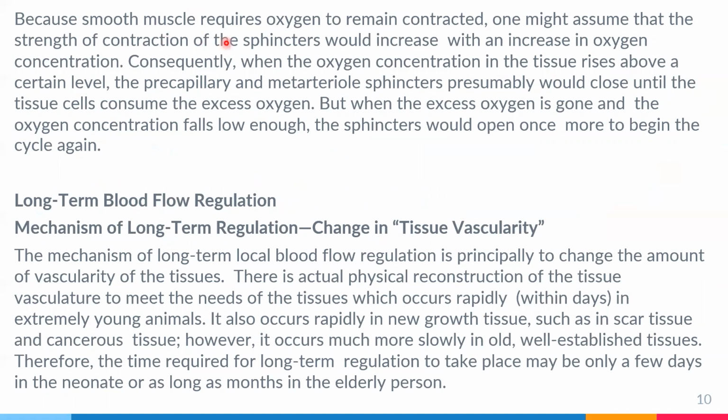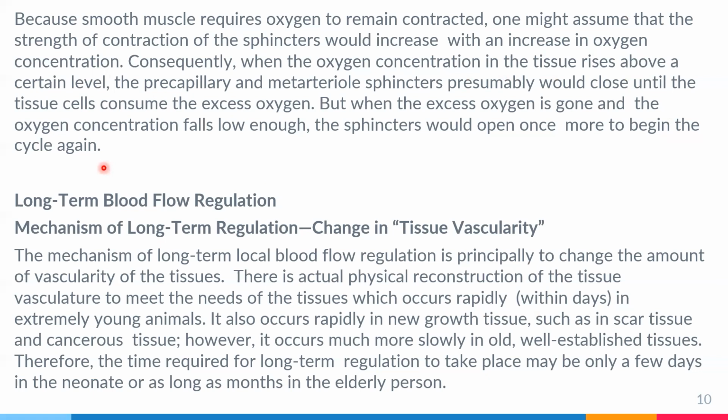Because the smooth muscle requires oxygen to remain contracted, one might assume that the strength of contraction of the sphincters would increase with an increase in oxygen concentration. Consequently, when the oxygen concentration in the tissue rises above a certain level, the precapillary and the meta-arteriole sphincters presumably would close until the tissue cells consume the excess oxygen. But when the excess oxygen is gone, the oxygen concentration falls low enough, and the sphincters would open once more and begin the cycle again.